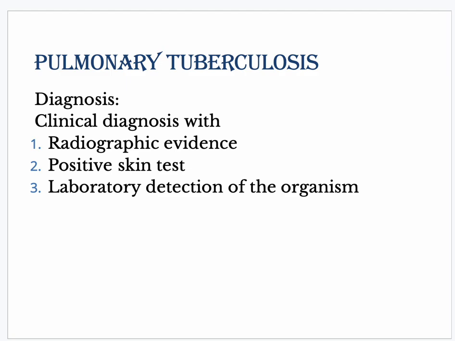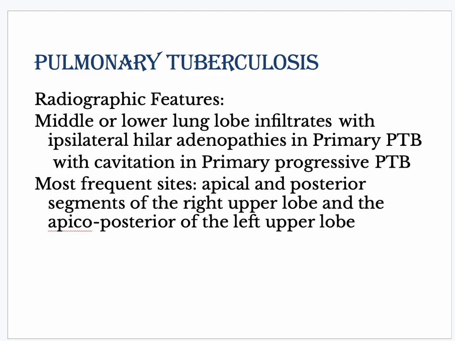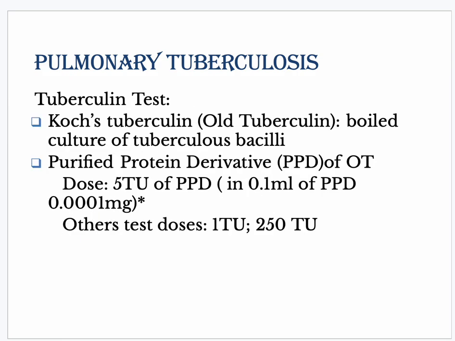So, pulmonary tuberculosis: clinical diagnosis with radiographic evidence, positive skin test, laboratory detection of the organism. So, pag sa x-ray, no, there is a middle or lower lung lobe infiltrates with ipsilateral hilar adenopathies in primary PTB, with cavitation in primary progressive PTB. So, most frequent sites are the apical posterior segments of the right upper lobe and apical posterior of the left upper lobe. We can also do your tuberculin test.